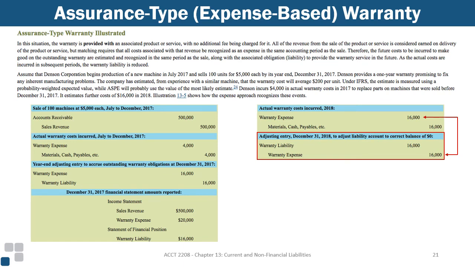You see, where here now we're having to debit the warranty liability and credit warranty expense. So you see between these two transactions, warranty expense is both debited and credited. It doesn't make sense to do that. So you can actually avoid this with a revised entry that is just a debit to warranty liability of $16,000 and a credit to cash and materials payable, etc.